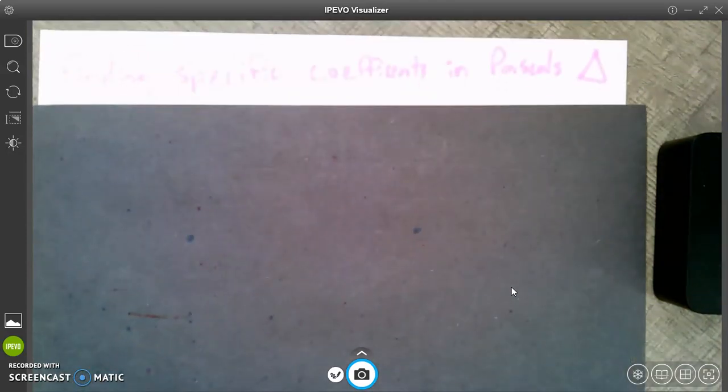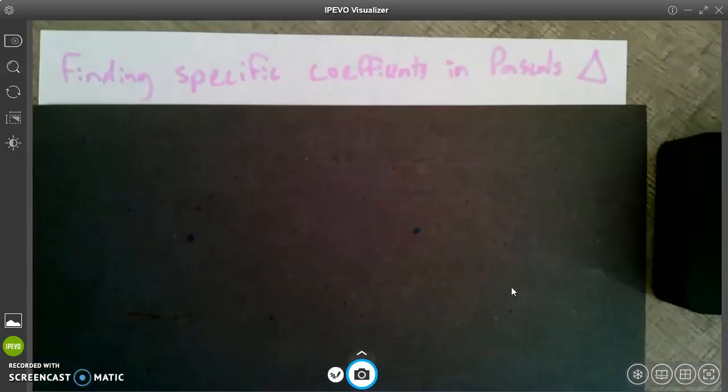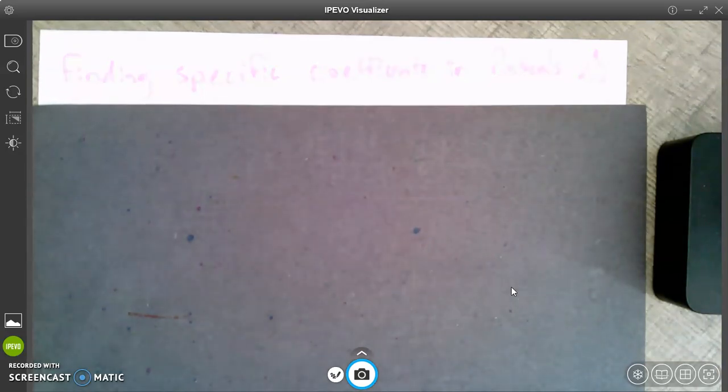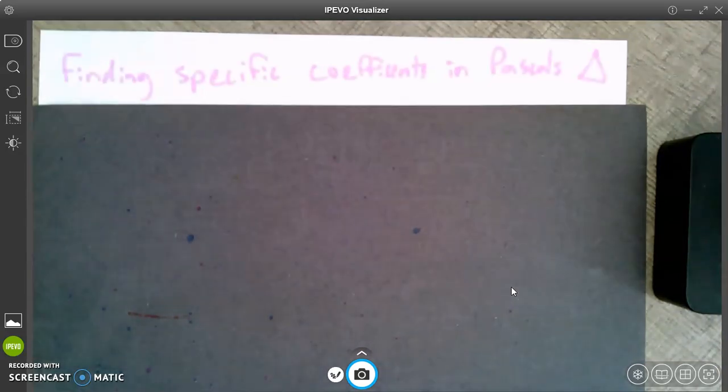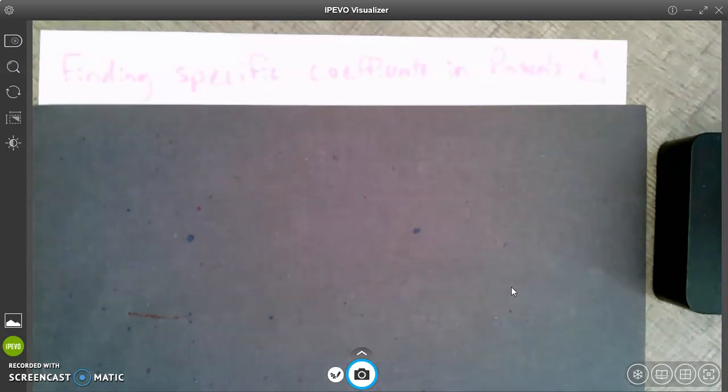Pink's not really showing up here. Let's try to make my room darker here. Nope, on that one. A little bit. We'll see. But finding specific terms of Pascal's triangle is what we're shooting for here.